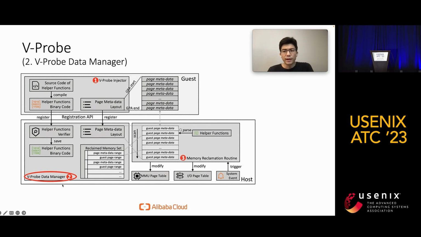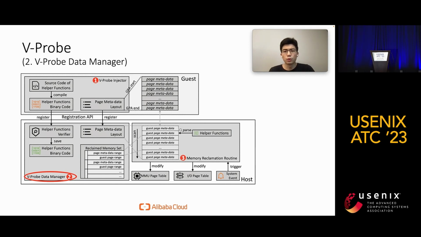The vProbe data manager runs in the hypervisor. It provides the registration API for the vProbe injector. The registered helper functions and the page metadata layout information are stored here. It also stores the information of the reclaimed memory set. Since the hypervisor will directly call the helper functions via the injected binary, we need a verifier to prevent harmful calls.